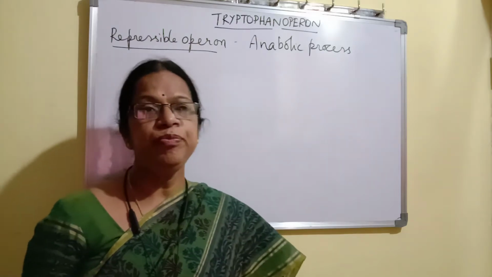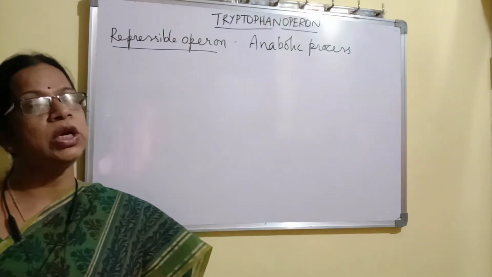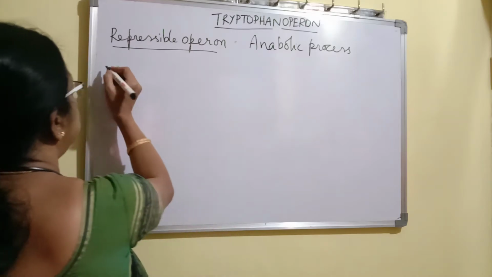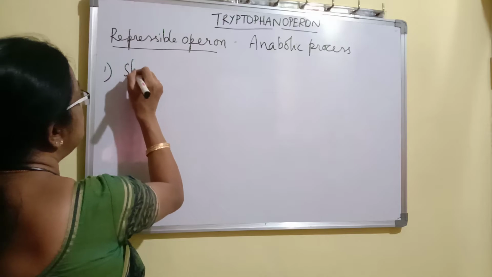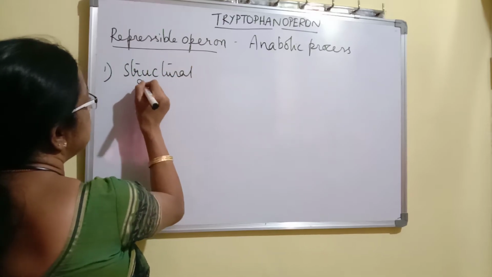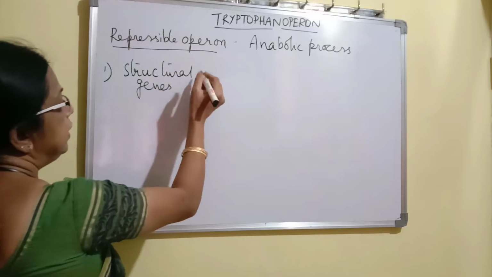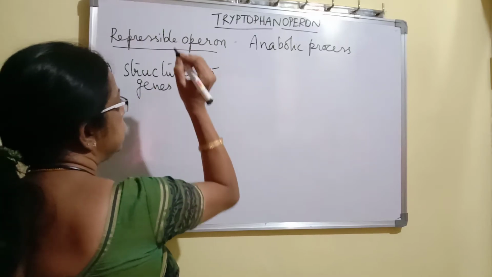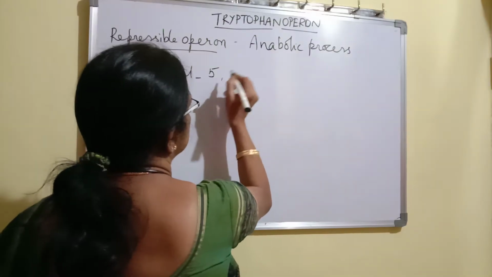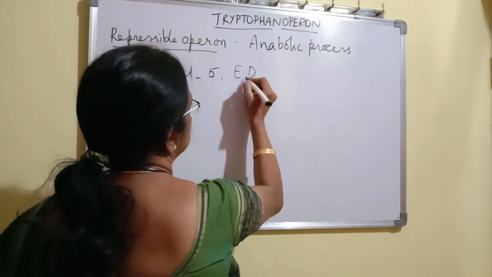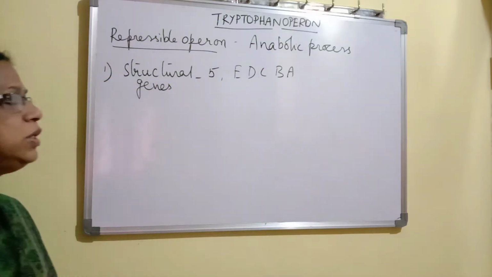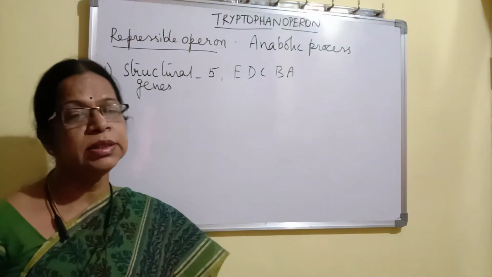Now let us see what the composition of the tryptophan operon is. The first thing: the tryptophan operon consists of structural genes. There are 5 structural genes, named E, D, C, B, A in reverse. So these are the 5 structural genes.